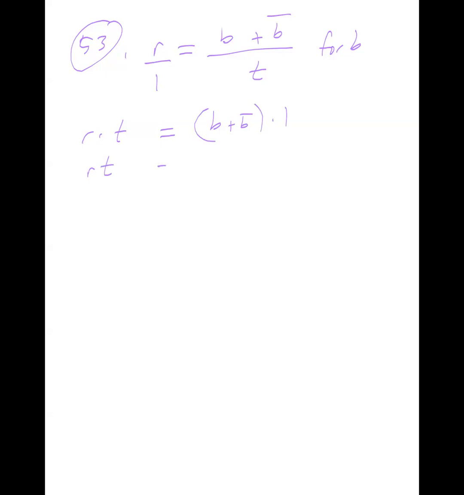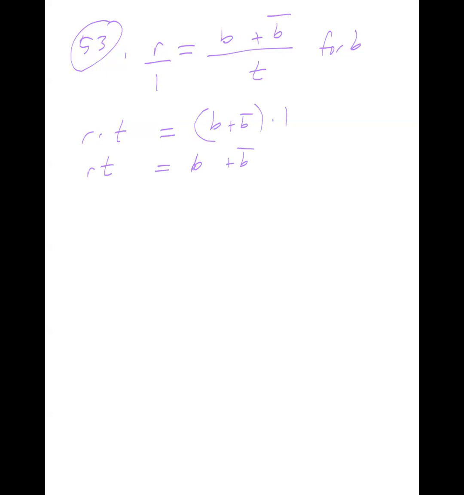What do you get if you do 1 times B plus B bar? You just get 1B, which is B, plus 1B bar. What did I say? B prime? It's not right. B bar. There we go. B bar.